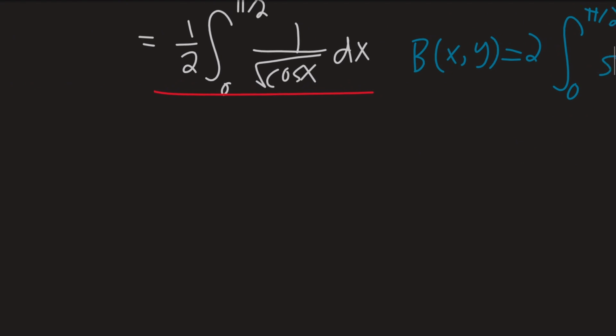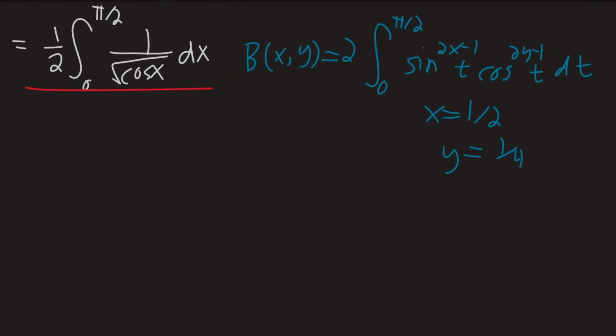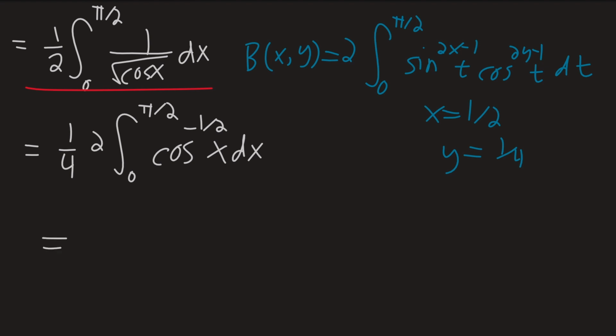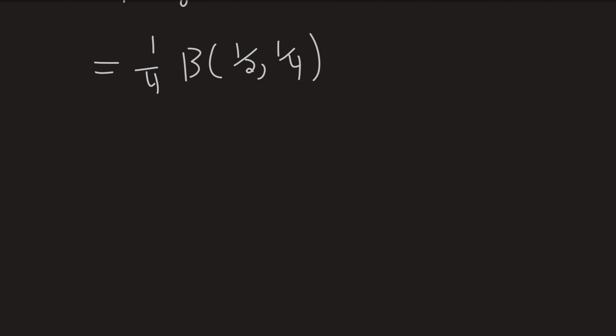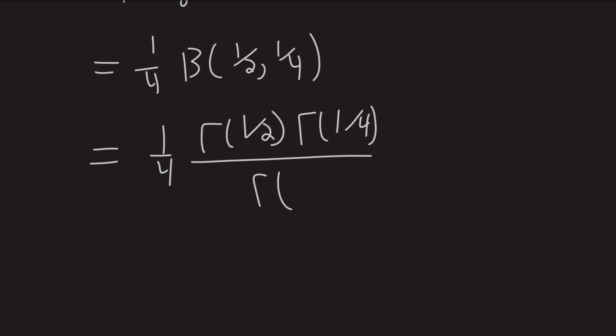Actually, I'll leave this in the frame. That might be helpful. So what we end up getting is, I'm just going to multiply top and bottom by 2. So we're going to end up getting 1/4 times 2 times the integral from 0 to pi over 2 of, well, this right here, just cosine to the negative 1/2 of x dx. Meaning that this is just equal to 1/4 times the beta function of 1/2 comma 1/4. And we know from the beta function that we can express this in terms of gamma functions. So this is just 1/4 times gamma of 1/2 times gamma of 1/4 over gamma of 3/4. I can add fractions.